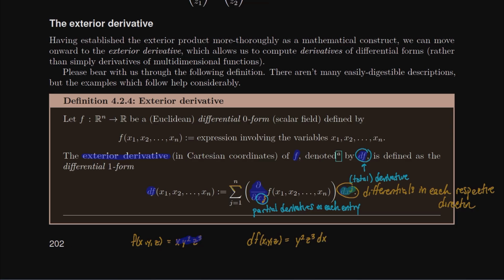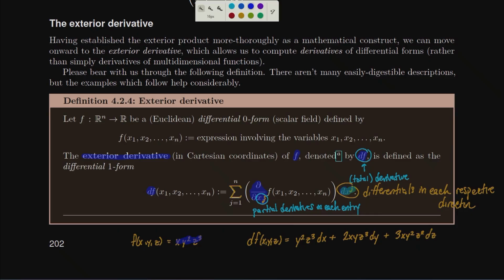Then we have this summation here. We're going to sum over all possible directions that we can take partial derivatives in. So we're going to take a partial derivative now in the variable y, which will give us 2xyz cubed. We're going to multiply by the differential in that direction, so dy. And then we're finally going to add a partial derivative in the z direction. That's going to give me 3xy squared z squared. We're going to multiply by the differential in that direction, dz.